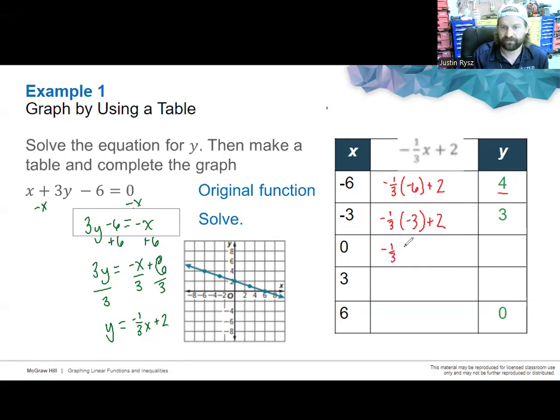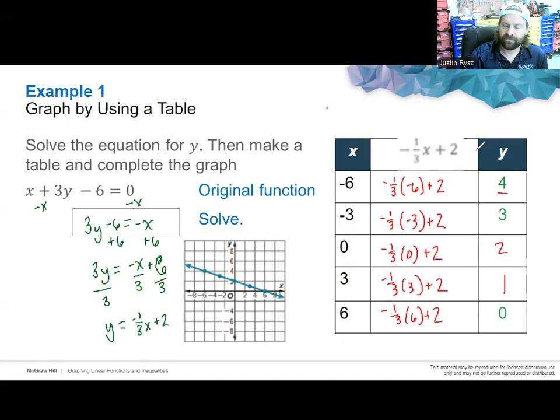We plug in 0. 0 times -1/3 is 0. 0 plus 2 is 2. So at 0, we're at 2. You can start to see a pattern here. Now -1/3 times positive 3 plus 2 is -1 plus 2, which is 1. And if we plug in 6, with this pattern we get -2 plus 2, which is 0.